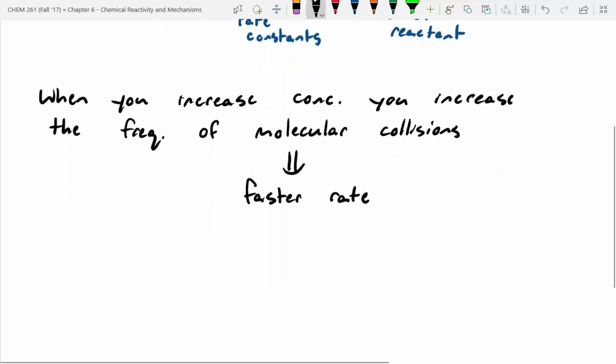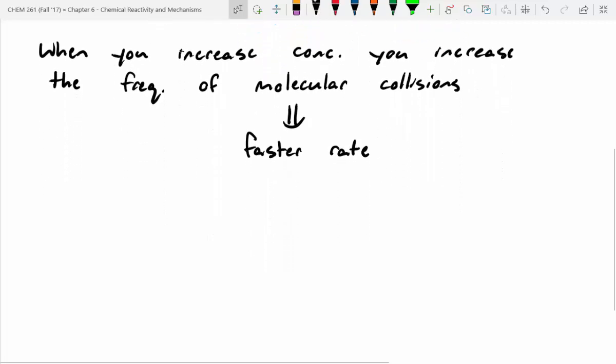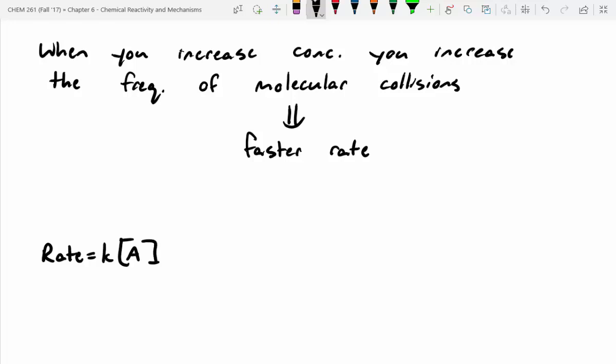So let's talk a bit about that reactant portion of the equation, and then we'll go back to the rate constant part. You could have a reaction where rate equals k times the concentration of reactant A. So it's only dependent on the concentration of A. You could have something where rate is equal to a rate constant, and then you need A to collide with B.